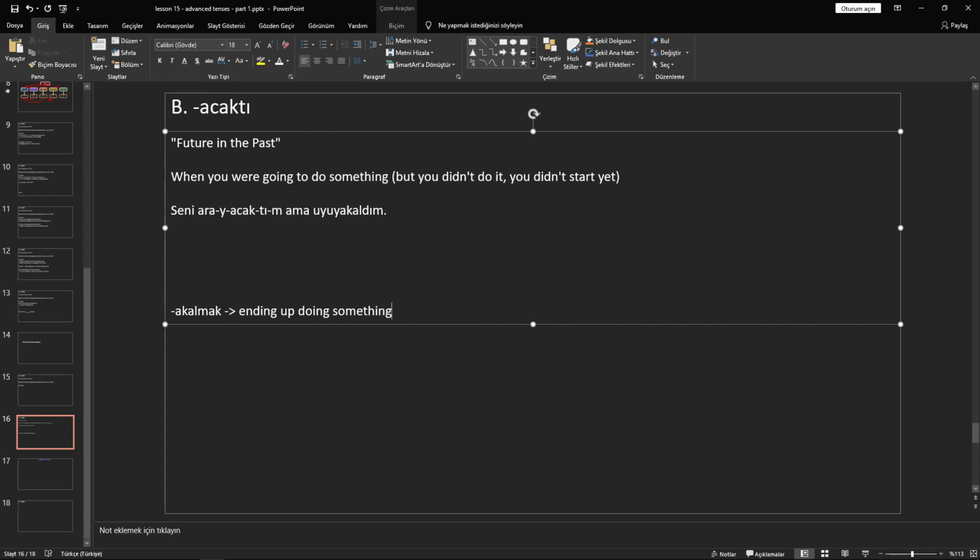Yeah, uyuyakalmak. You end up sleeping. It looks like kalmak, but it's not. It's a akalmak. There are also other ones like a yazmak. Even though yazmak means to write, a yazmak is something like was about to happen. Like it was close.